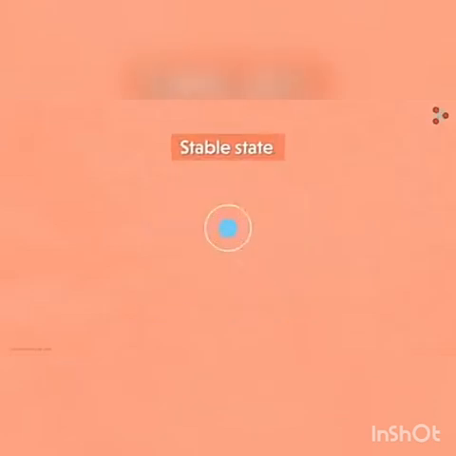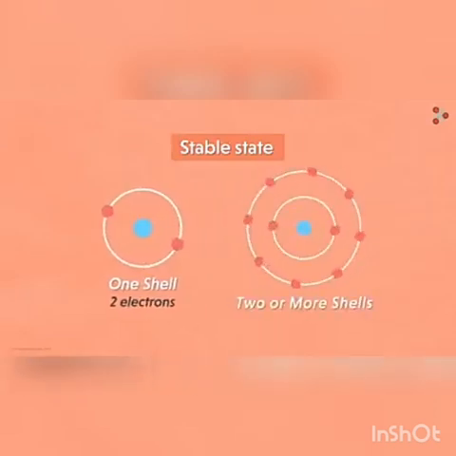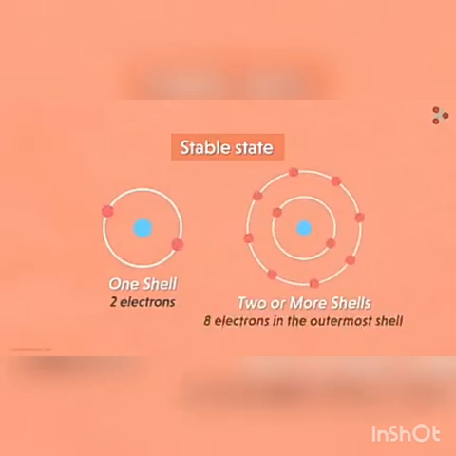Well, if the atoms have only one shell, then the stable state is achieved when 2 electrons are present in it. And if the atom has 2 or more than 2 shells, then the stable state is achieved when the outermost shell contains 8 electrons. It's called an octet. But the stable state is seen only in case of a few elements.